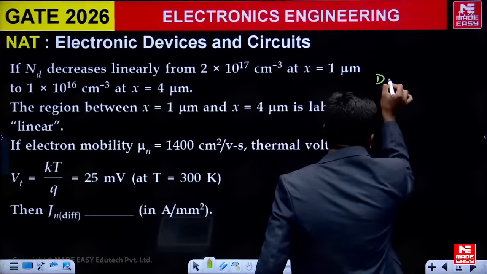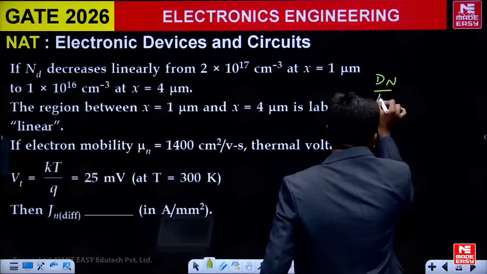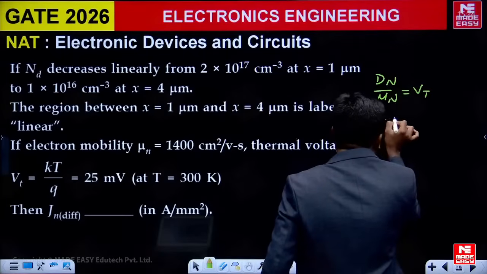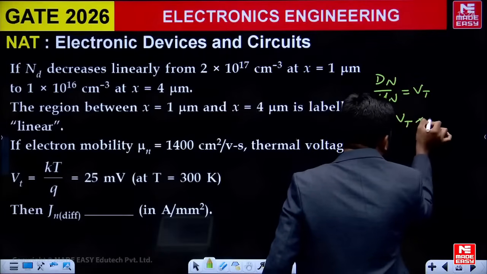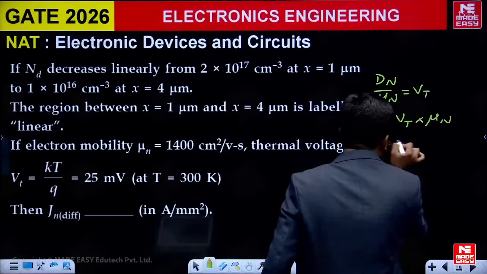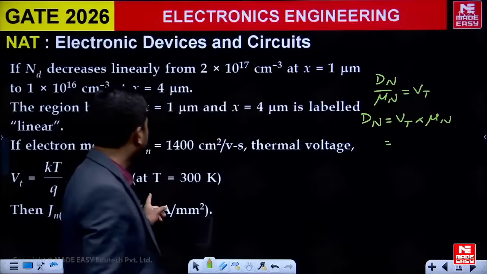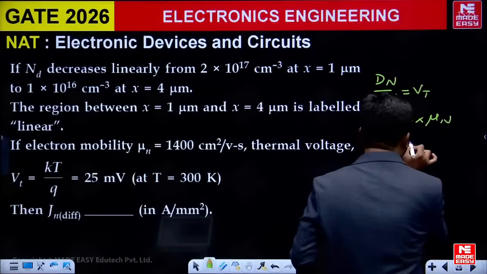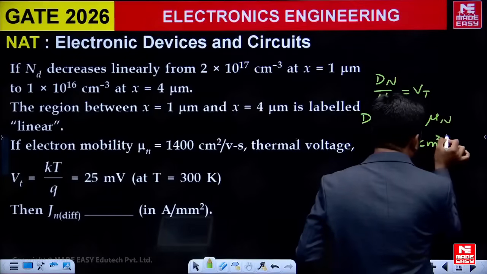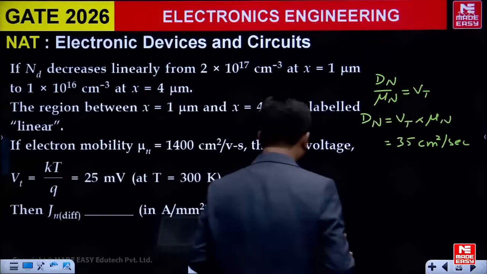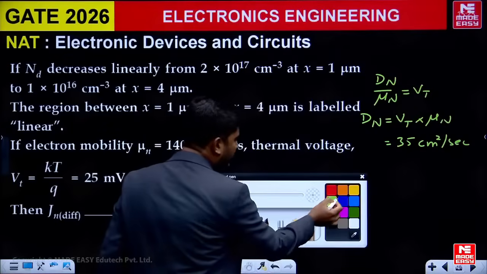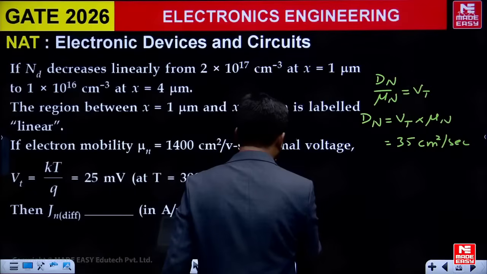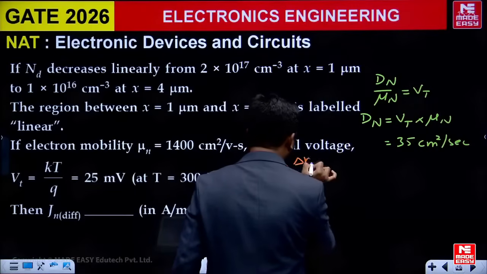For that we have to use the Einstein relation. Einstein relation: Dn by mu n equal to thermal voltage. So from here we get diffusion constant equal to Vt into mu n. We can substitute here Vt 25 millivolt and mobility 1400. When you multiply, it will become 35 centimeter square per second. Then we will calculate concentration gradient. Let us write concentration gradient dN by dx, or we can write delta n by delta x.